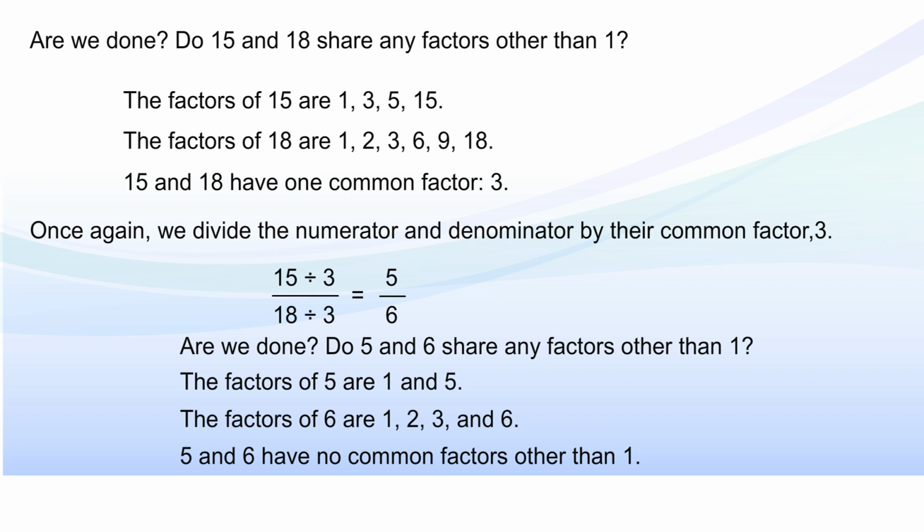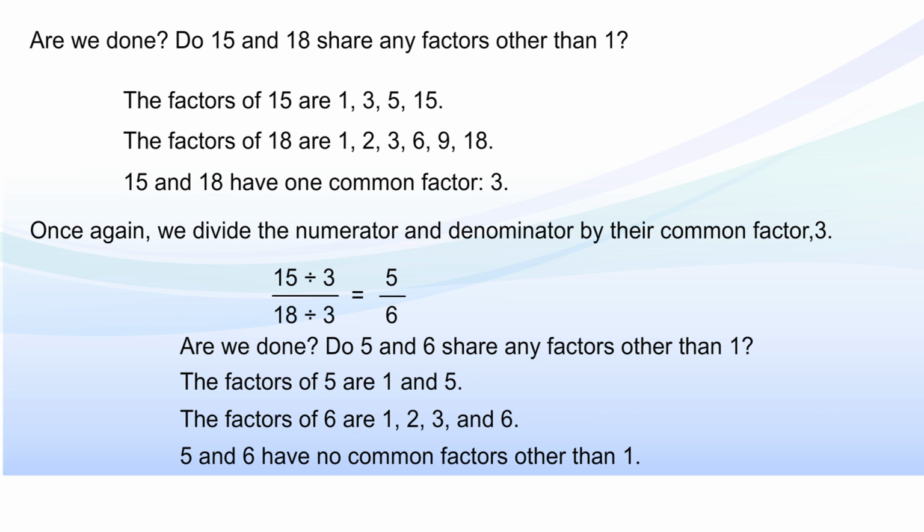The factors of 15 are 1, 3, 5, 15. The factors of 18 are 1, 2, 3, 6, 9, 18. 15 and 18 have one common factor, 3. Once again, we divide the numerator and denominator by their common factor 3. 15 divided by 3 over 18 divided by 3 equals 5 by 6.